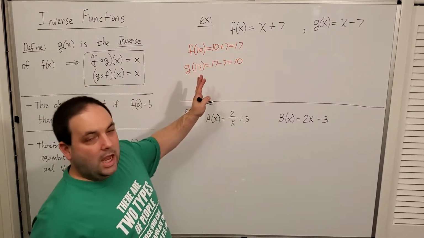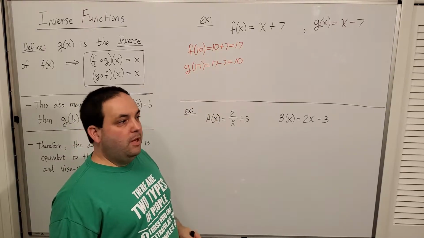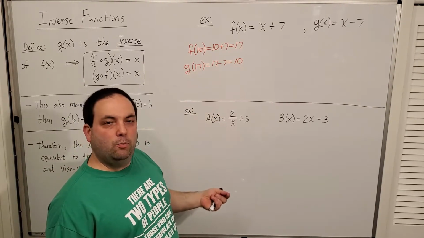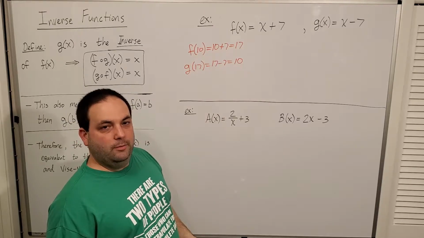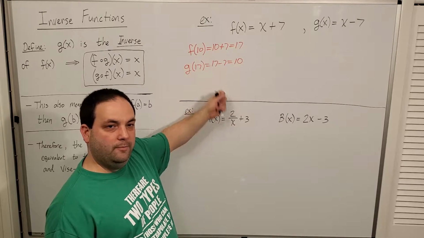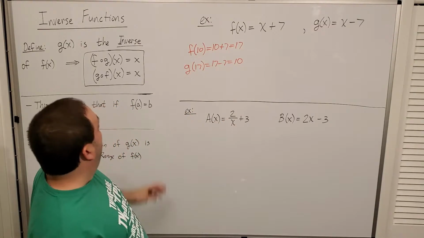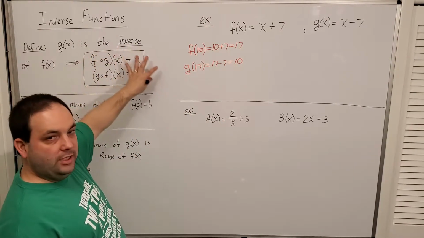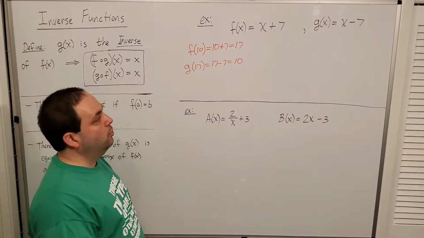Now, of course, that's not a proof that those are inverses, because you'd have to exhaust every single point, and there's an infinite number of them. So there's no way we could actually prove it 100% this way. Instead, we would use the actual definition here to prove that these two are inverses.